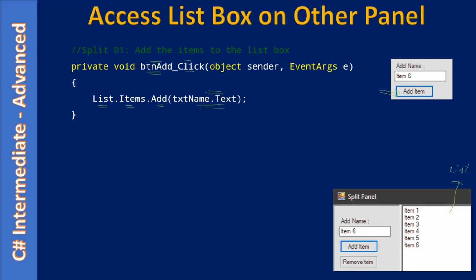See here, item 6, that's what user typed here in this text box. Then they are clicking the add item button and the item 6 will get added.